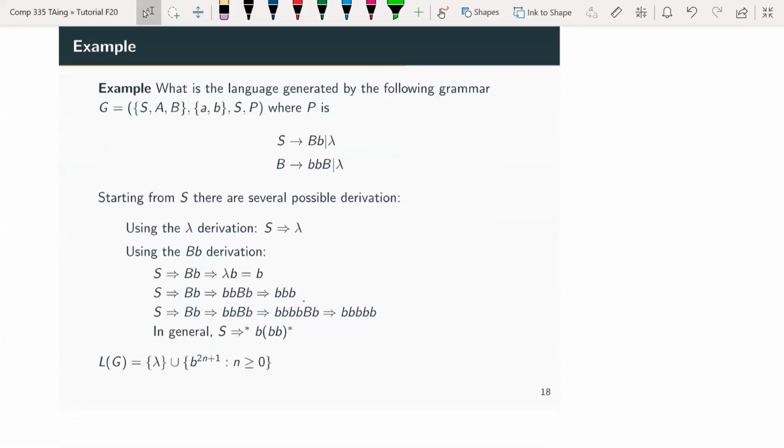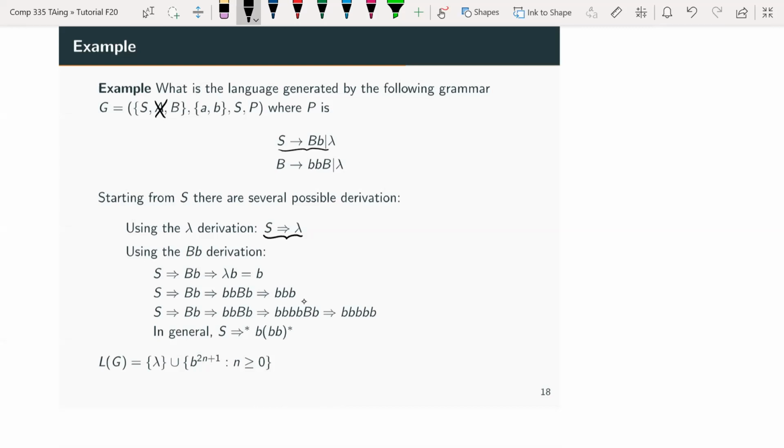Okay. So another example here. What is the language generated by the following grammar? In this case, there shouldn't be an A here. That's a mistake. In this case, we only have two variables, S and B. Starting at S, we can either replace that with a lambda or with capital B. So what is the smallest string that can be generated by G? Well, that's going to be S gives you lambda, so that's just going to be lambda.